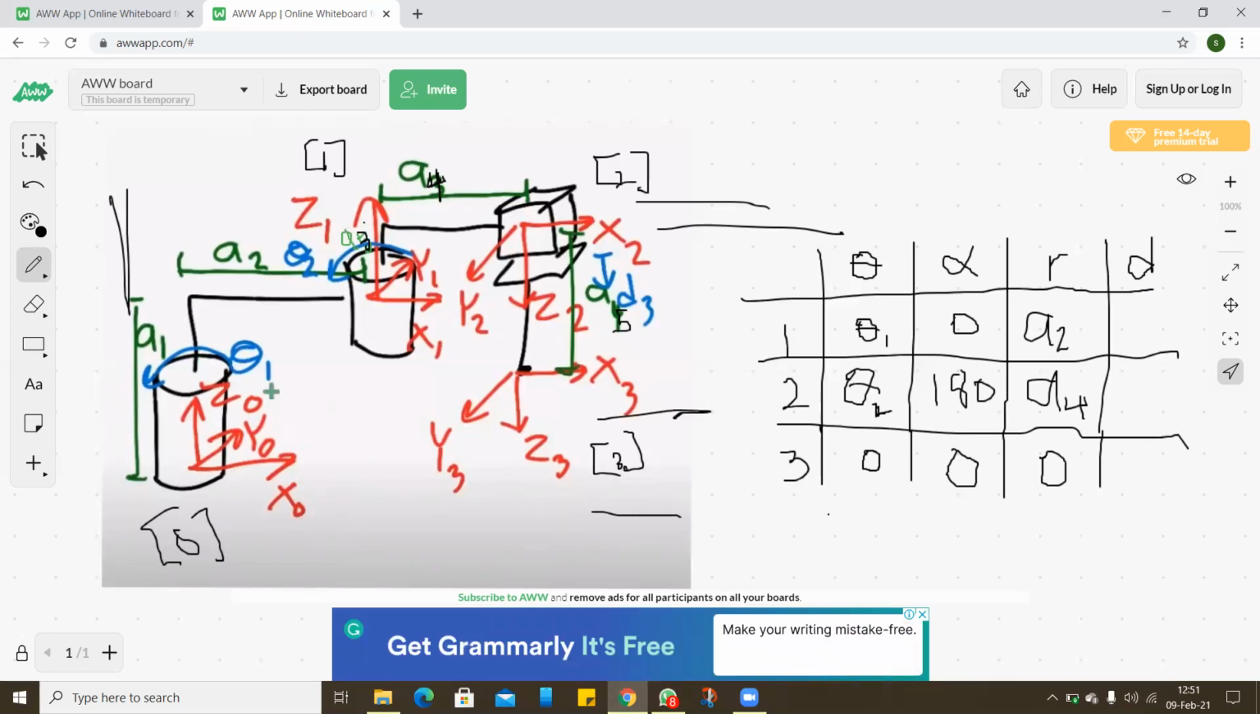Now the last one, which is the displacement of this to this along the previous Z axis. So what's the displacement? That's A1. Thank you. Then the displacement of this to this along the previous Z axis. That's A3. Then the last one. What's the last one? A5 plus D3.